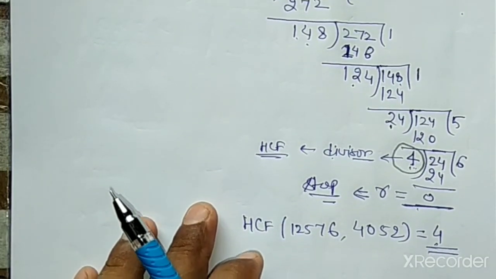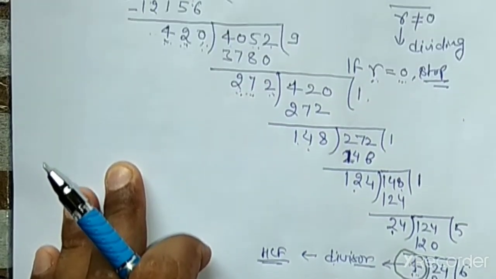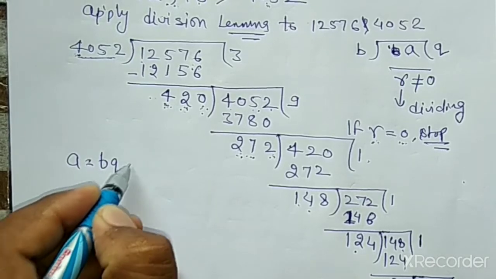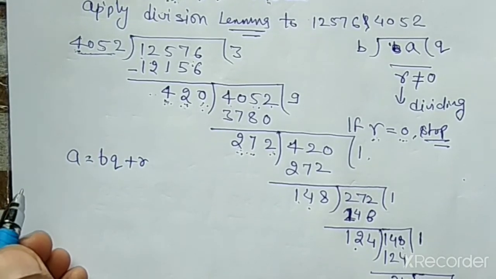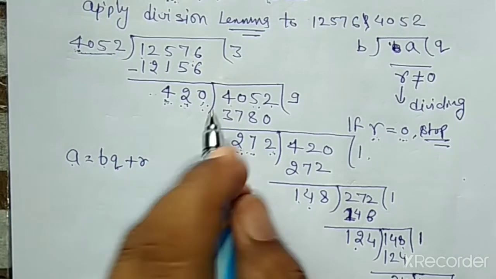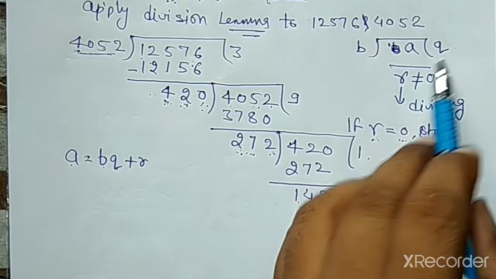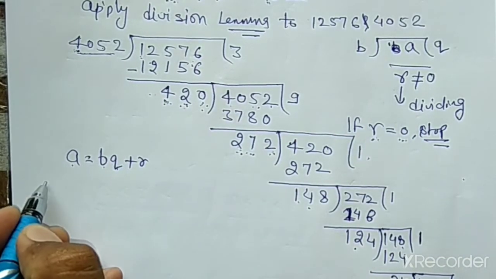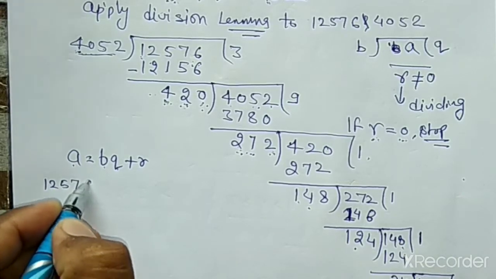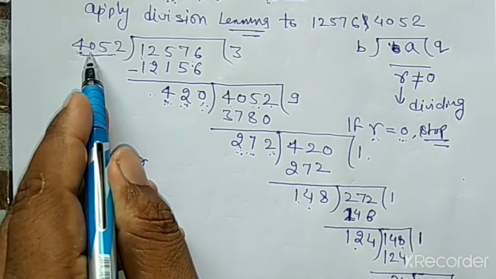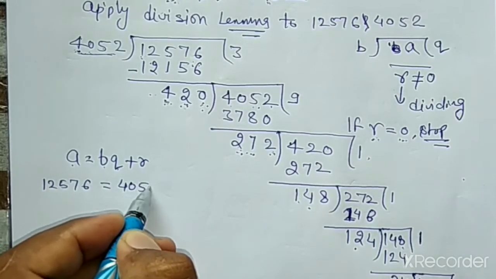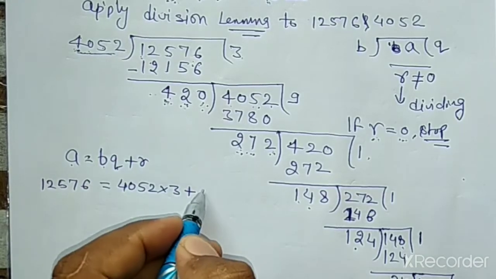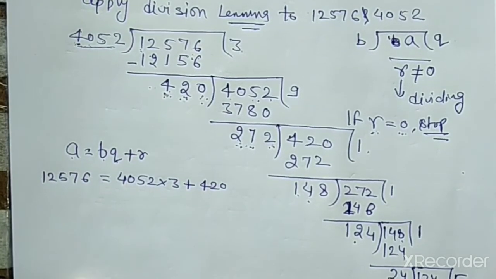We can also write it in the form of A equals BQ plus R. That is again simple. How do we write? A equals bq plus r, we are already aware of that. So simply, we are writing the number here, 12576 equals b, which is 4052, into quotient 3 only, plus remainder 420. Okay, that is the way you have to write.